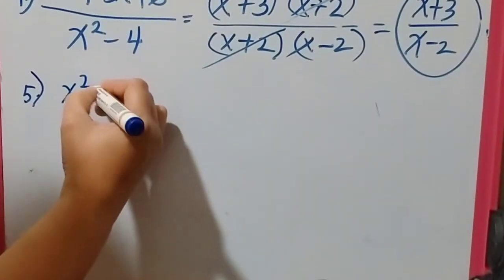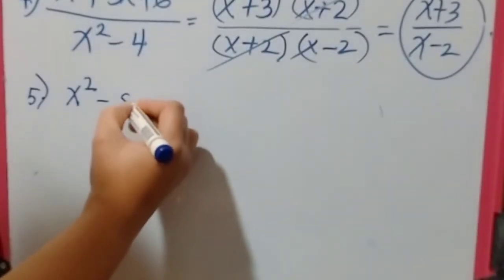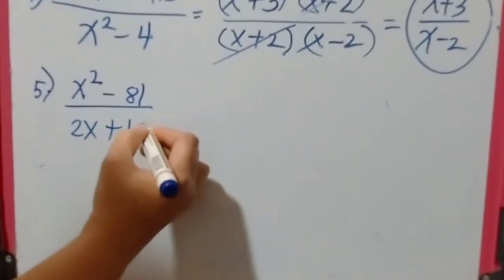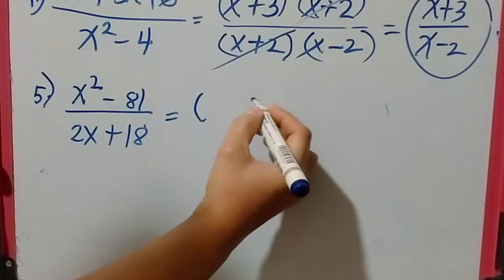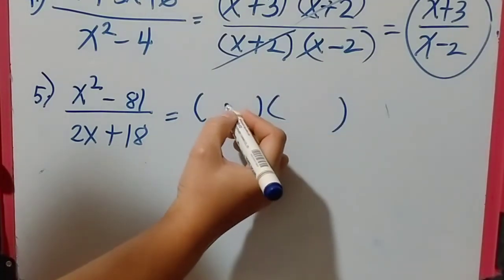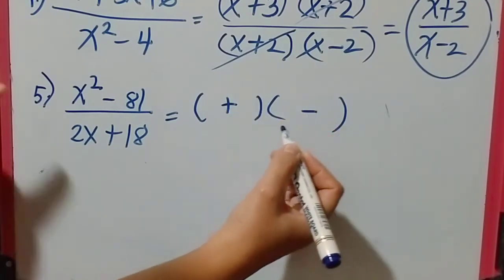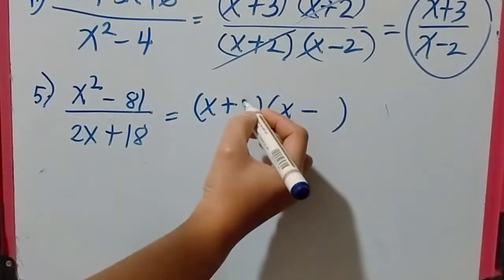Simplify the rational expression x squared minus 81 all over 2x plus 18. So, how are we going to simplify this? Of course, again, we're going to factor both numerator and denominator. Let us factor the numerator, which is a difference of 2 squares. So again, the factors of a difference of two squares are the sum and difference of two terms. We will get the square root of the first term, x, and the square root of the second term, that's 9.